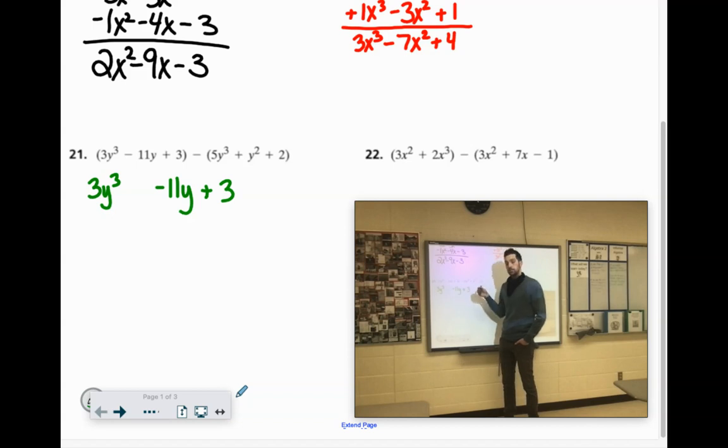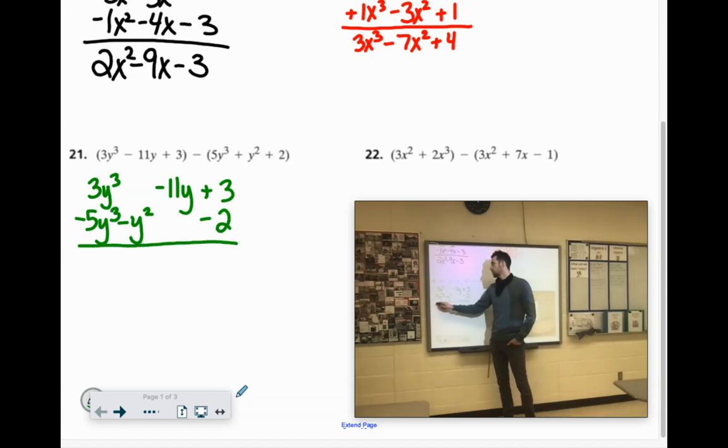We have subtraction, so we'll make everything the opposite. We'll make it negative 5y to the third. The y squared will become negative y squared. And then we have the plus 2, so that'll become minus 2. 3y to the third minus 5y. 3 minus 5. You have $3. You owe someone 5. You're short $2.